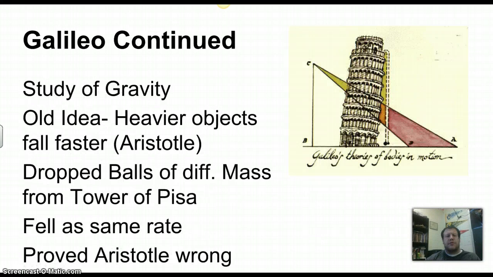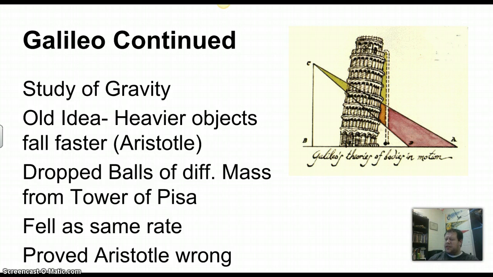He also did experiments with gravity as well. The old Aristotelian idea was that the heavier something was, the faster it falls. So if I took a 110-pound person and a 300-pound person, and I threw them both off a bridge, the 300-pound guy was going to reach the bottom first.